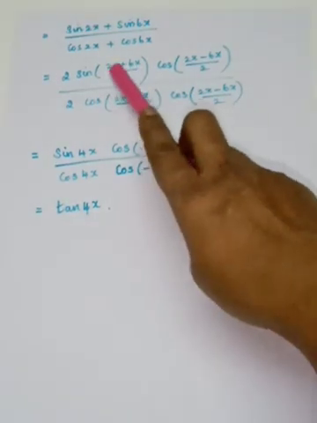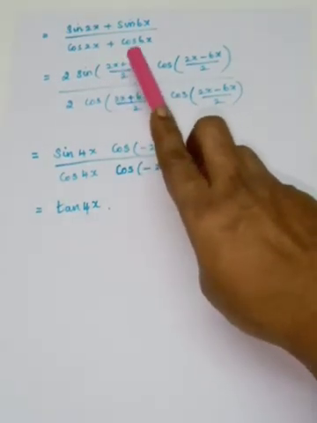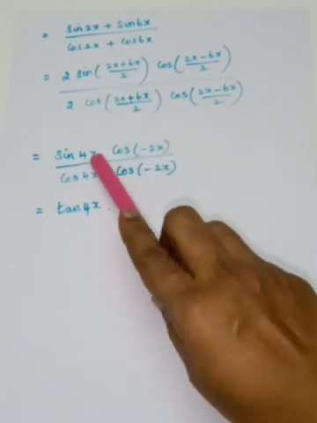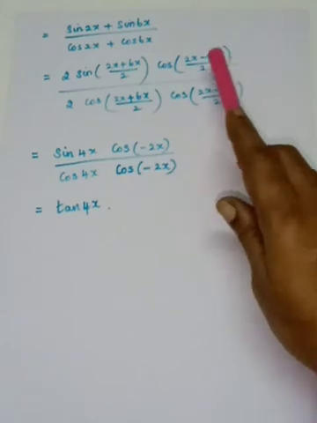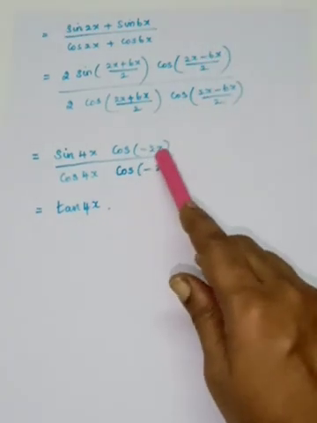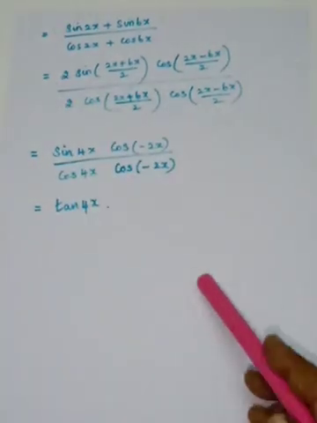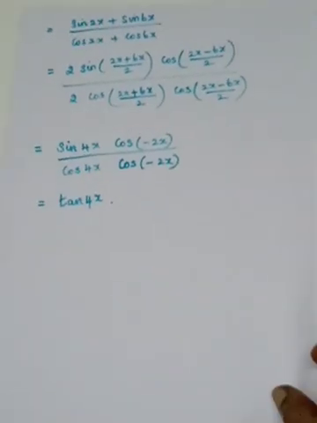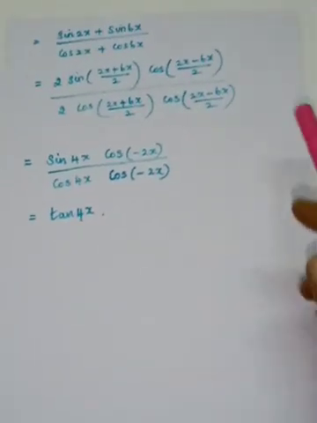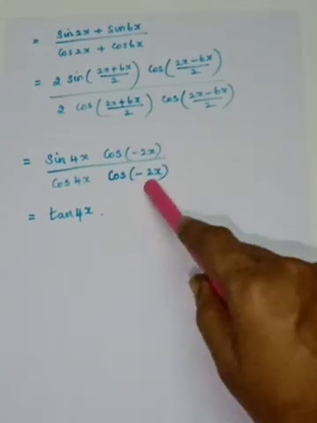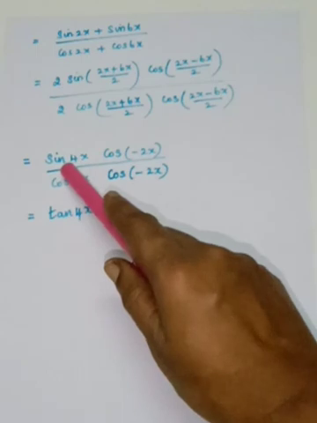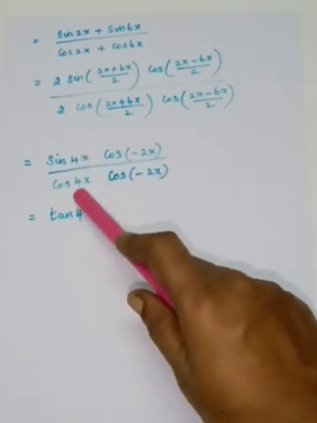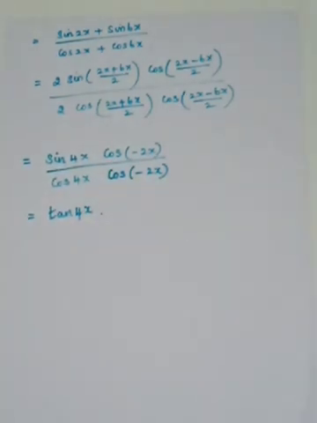If you simplify, 2x plus 6x is 8x. 8x by 2 is 4x. And 2x minus 6x is minus 4x. Minus 4x by 2 is minus 2x. And this 2 and this 2 get cancelled. What is cos of minus 2x? It is cos 2x. In both the numerator as well as the denominator, you have the same term, so it gets cancelled. The remaining is what? Sin 4x by cos 4x. What is sin 4x by cos 4x? That is tan 4x. Okay, thank you students.